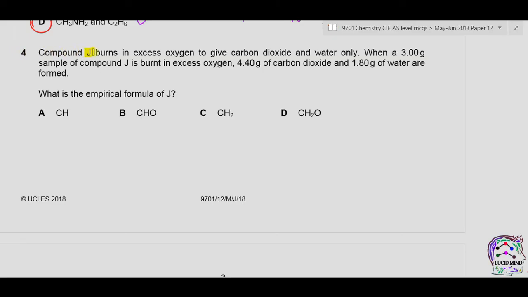Question 4. Compound J burns in excess oxygen to give CO2 and water only. When a 3 grams sample of compound J is burnt in excess oxygen, 4.40 grams of carbon dioxide and 1.80 grams of water are formed. What is the empirical formula of J? The options given are CH, carbon is 12, hydrogen is 1, so the molecular mass is 13. Second is CHO. Third is CH2. Fourth is CH2O.